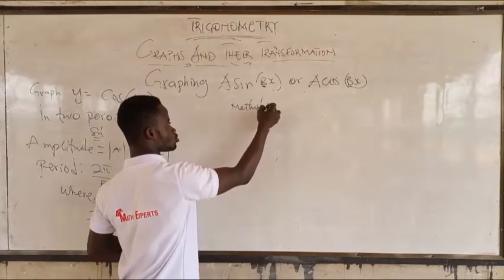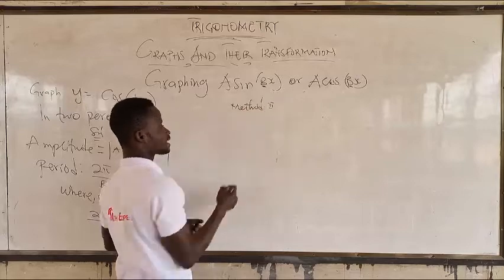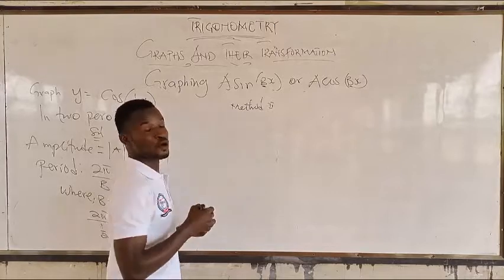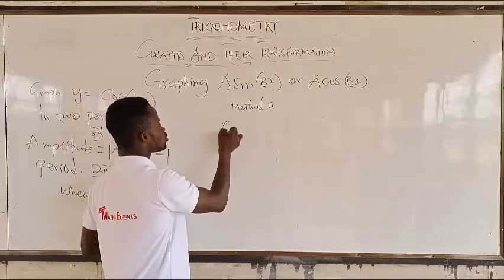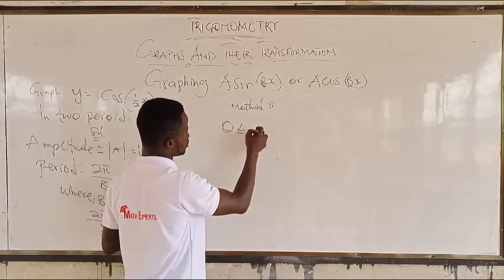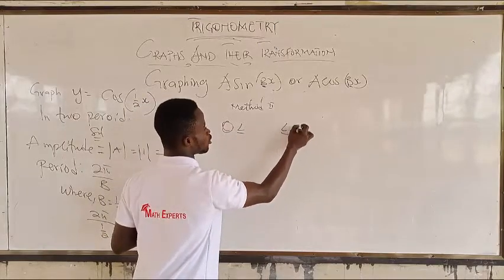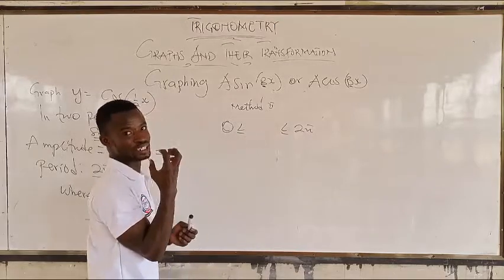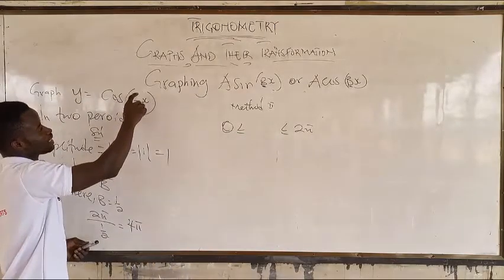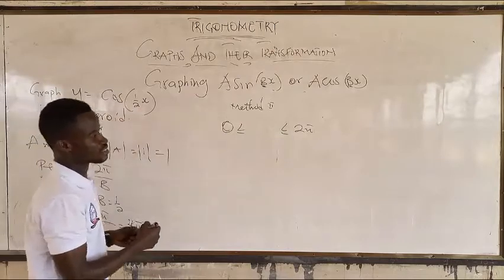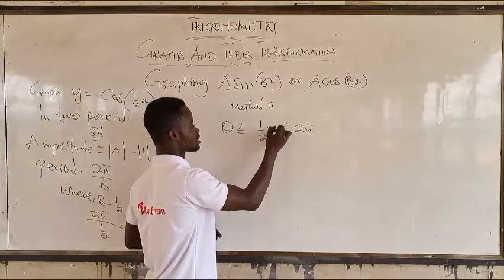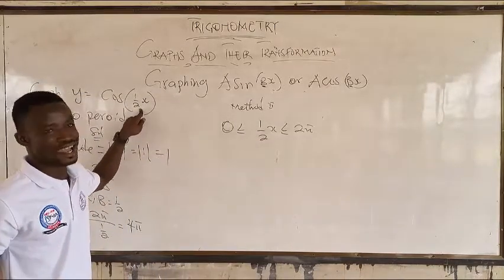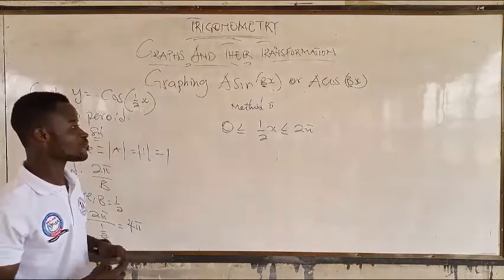Method 2. The second method is that we know the range for cos. For cos and sine, it's the same thing: 0 less than or equal to 2 pi. And what will come in the middle is the argument. And what is the argument? The argument is half s. So what will be in the middle will be the argument, which is half s.